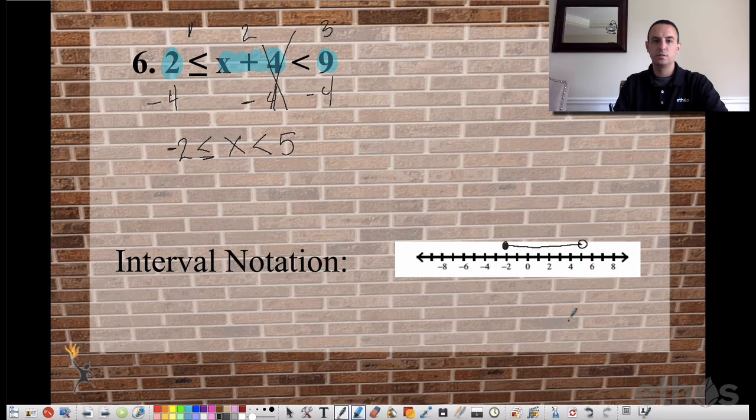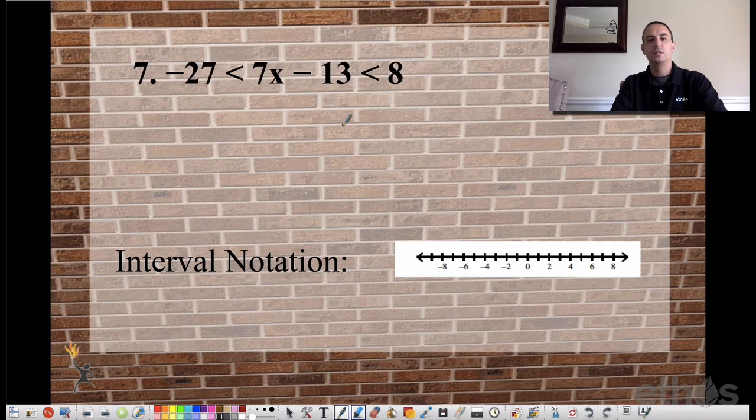Okay, so the key to this is always start reading at the x. So x is greater than -2. x is less than 5. And that's the trickiest part to work with on these. That leaves my interval notation, which is my favorite part, -2 to 5. And that's my interval notation for this.